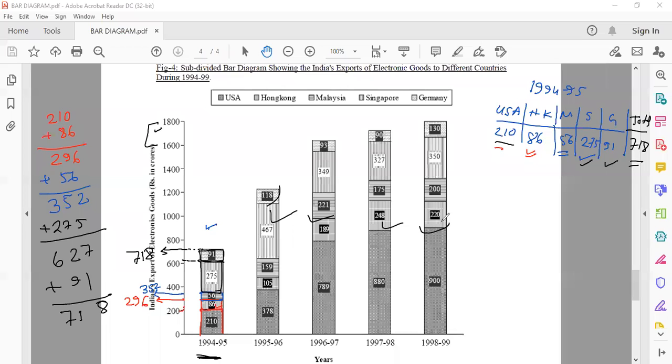And again, you have to use a shade for each of USA, Hong Kong, Malaysia, Singapore, and Germany. Either you use this complex shading or you can use simple shading like this. Let us check the shade. Let me show you the shade. This is a single bar, and you subdivide the bar. It looks like this. I use a simple shading like this, because during the exam it is often not possible to do it at speed.